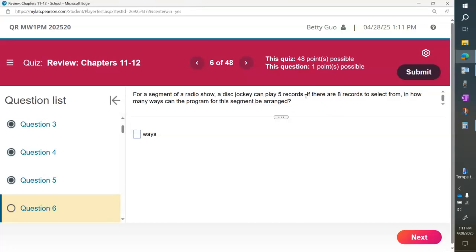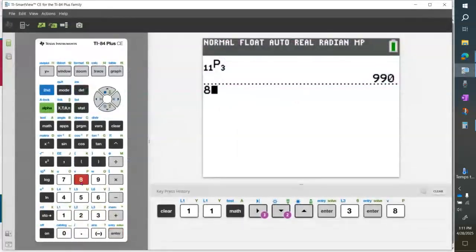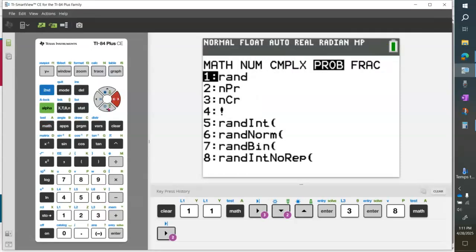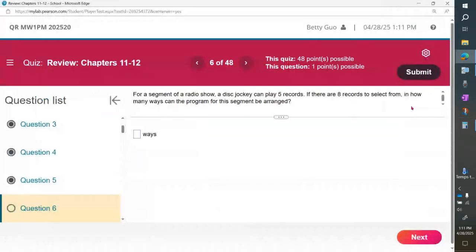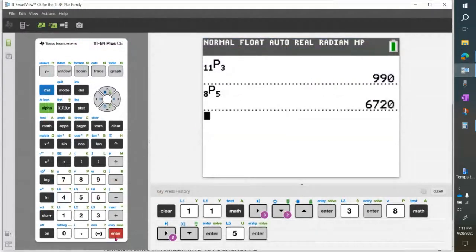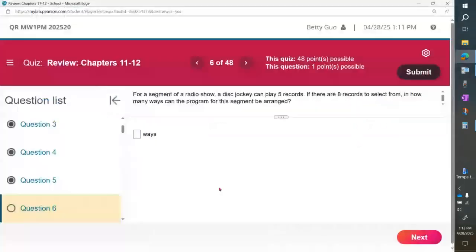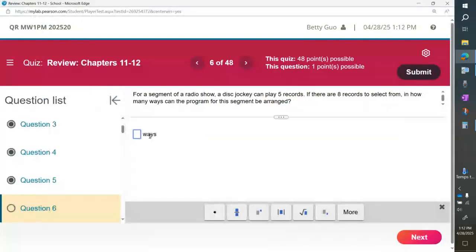So P8 5. This is a permutation problem. 8 first. 8 is the total number of records that are available. Permutation, math, nPr, 5, right? You pick 5 records. Yeah. P8 5: 6,720 ways. Permutation problem.